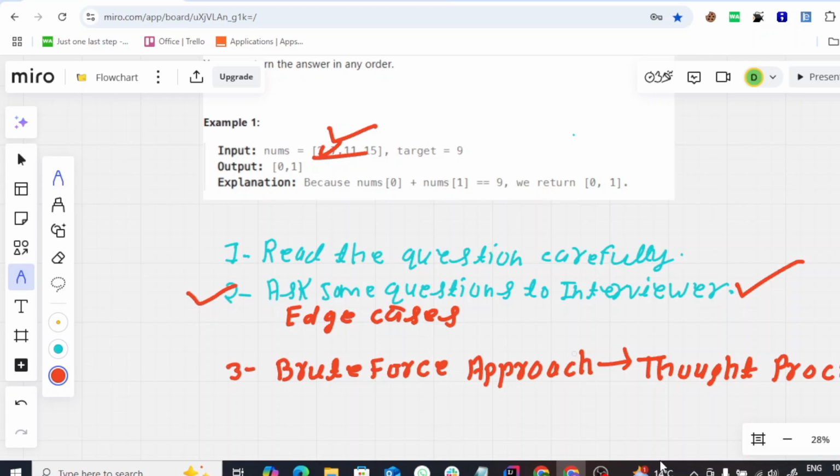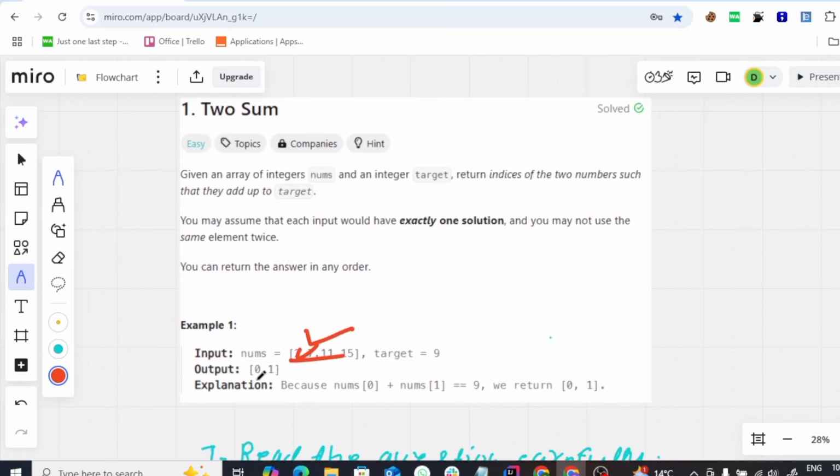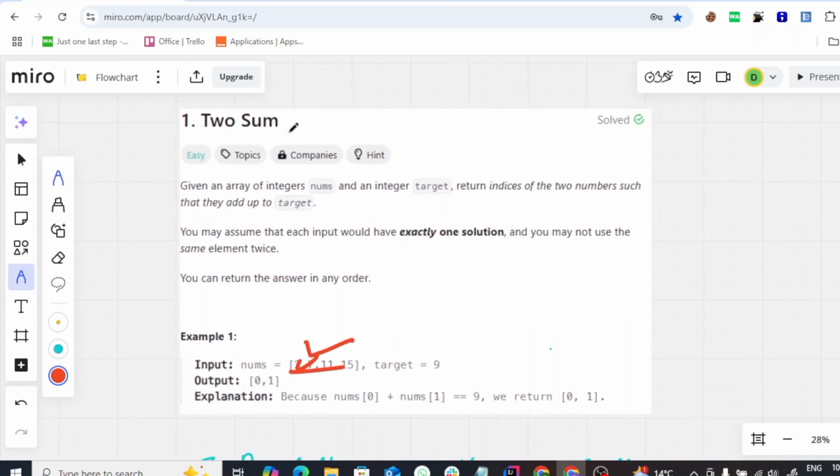So suppose I am a student giving an interview and you are the interviewer, guys. Just assume that. How will I explain the question, and how will I explain my brute force approach? Let's read the question first, and then I will come back to the third step. So this is the two sum problem.